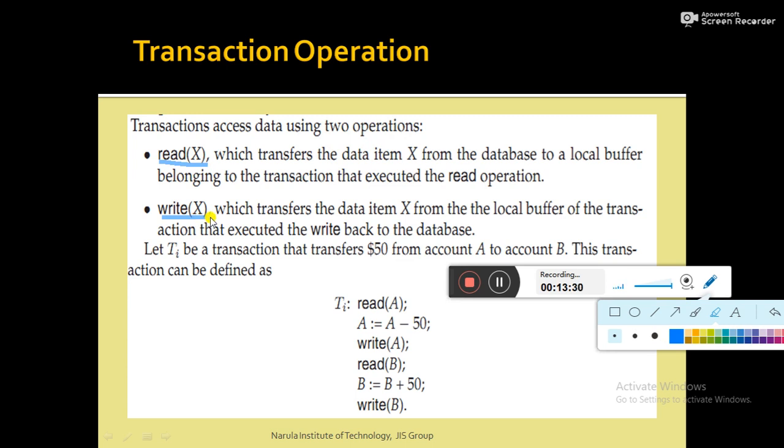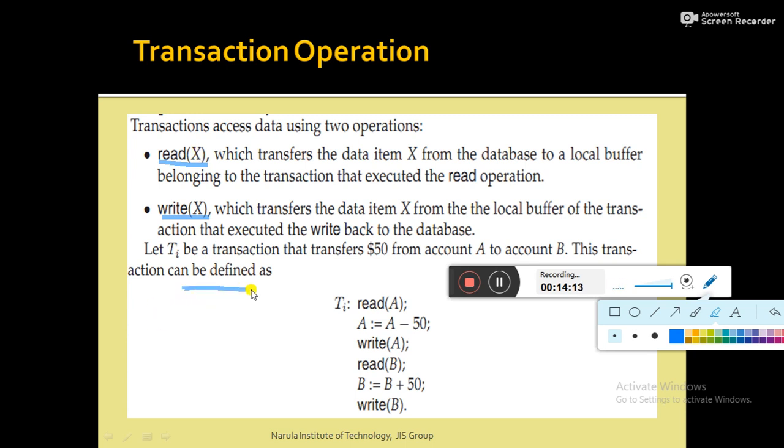Now what is read(X) operation? Read(X) operation transfers the data item X from the database to a local buffer belonging to the transaction that executed the read operation. Let me explain that. Here read is the operation and X is the data item which a transaction is reading, and the normal thing is that the data item X, or whatever the database is involved in a particular transaction, is stored in a hard disk.